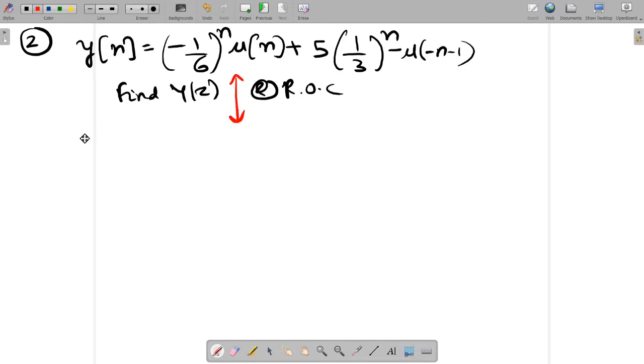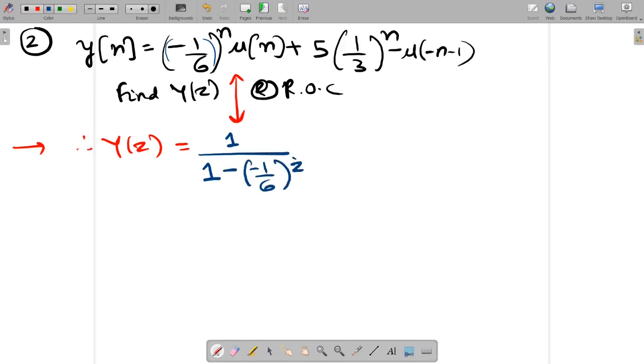What is y of z? Therefore, y of z is equal to, for a raised to n u of n, what is the value of a over here? The value of a over here is -1 by 6. For a raised to n u of n, the transform is 1 upon 1 minus a z inverse, with a equal to -1 by 6. And over here it is a raised to n u of minus n minus 1 with a minus sign.